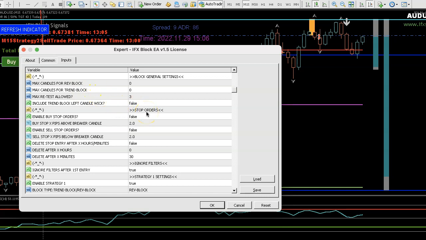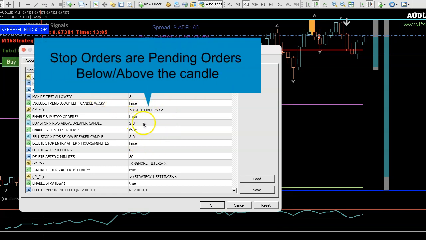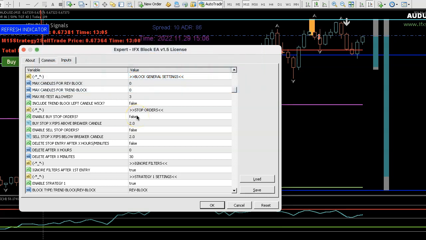Now, we have the stop orders. So the stop orders again would be a pending order, okay? And then this right here, you would tell it how many pips you want, and then how much longer it is going to take. You know, if you want to give it an hour or 2 hours, that's up to you, right?